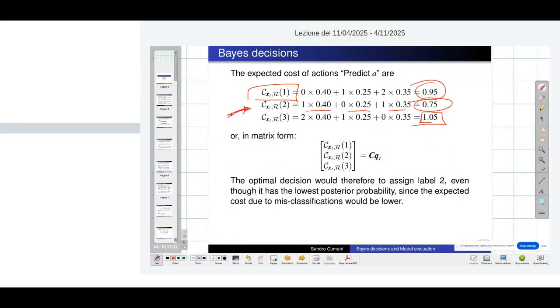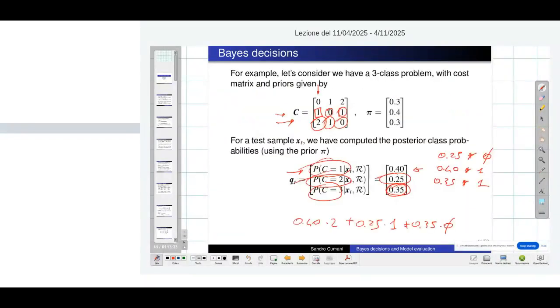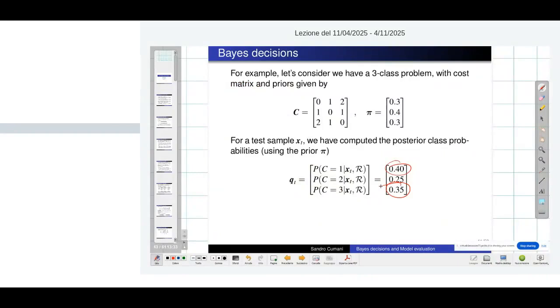I will give the label that corresponds to the lowest cost. I want to pay as low as possible. I don't want to pay more than needed. So assigning the sample label 2 results in an expected cost that is lower. Why? Because it's true that I have a higher chance of being incorrect. But if I'm incorrect, the cost that I pay because I did the wrong thing is low. While if I assign, for example, class 1, it's true that there is a higher chance that I'm correct. But there is a high chance that I'm also incorrect in a way that it's much more expensive.